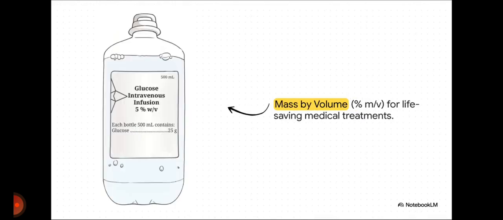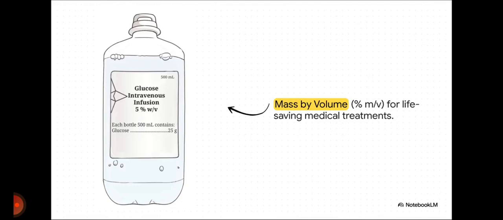And then we've got the hybrid, mass by volume percentage. Guys, this is where the math literally saves lives. In hospitals, doctors use intravenous infusions, like the 5% glucose strip you're seeing here. That means there are exactly 5 grams of solid glucose dissolved into 100 milliliters of solution. Or think about the oral rehydration solution, the ORS, formulated by the Indian pediatrician Dilip Mahalanobis.